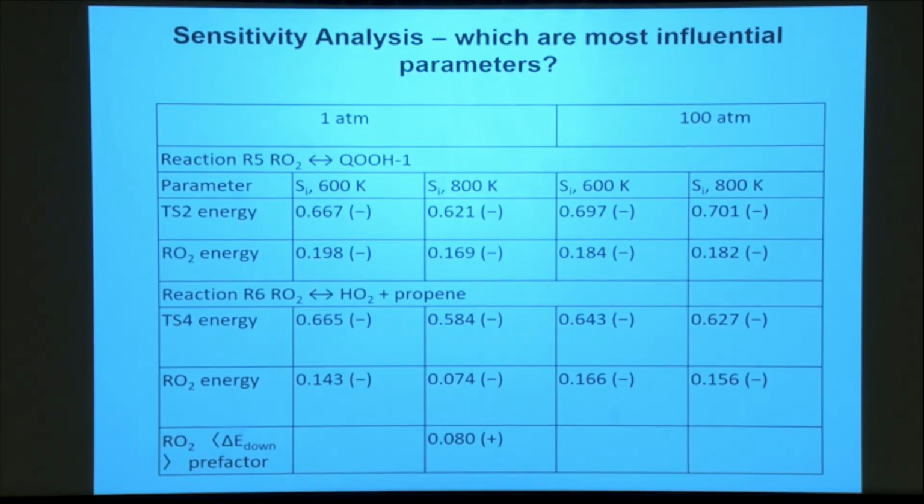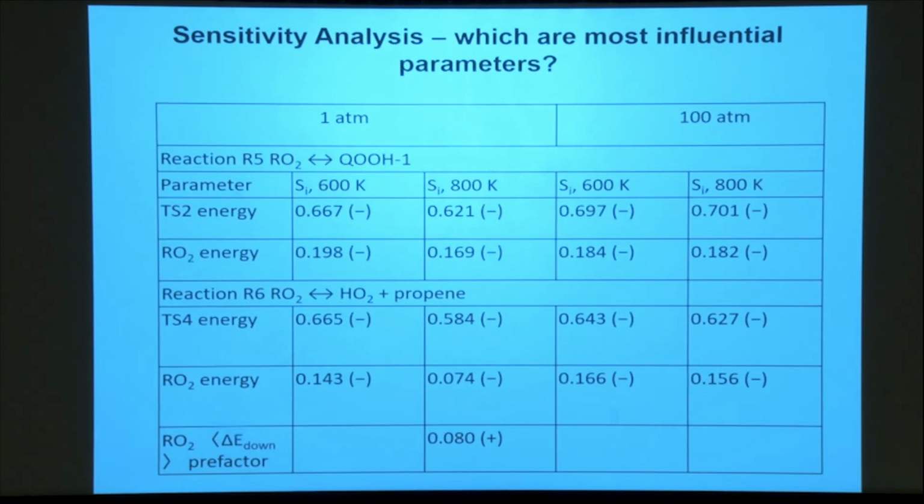And so if we wanted to reduce the output variance in our prediction for this rate constant, then we should focus on improving our input information for these two energies. And actually, this was fairly consistent across different pressures. We went up to 1,000 atmospheres and different temperatures.